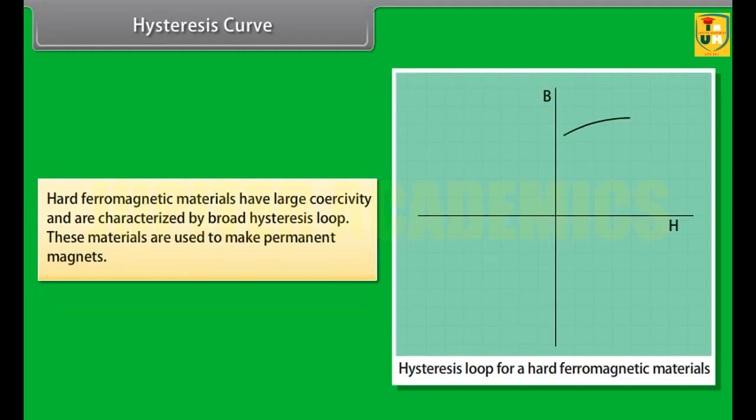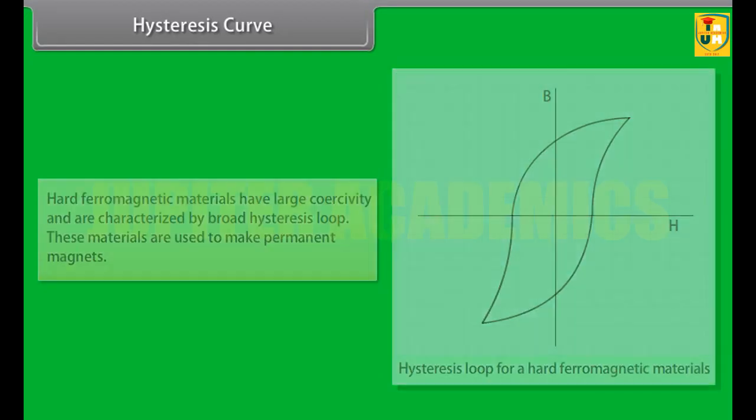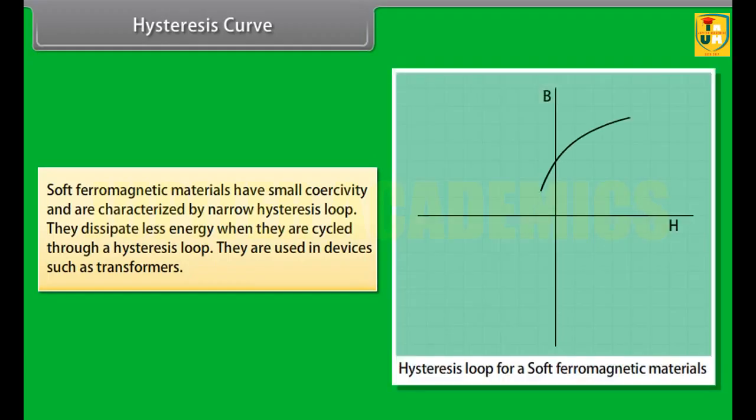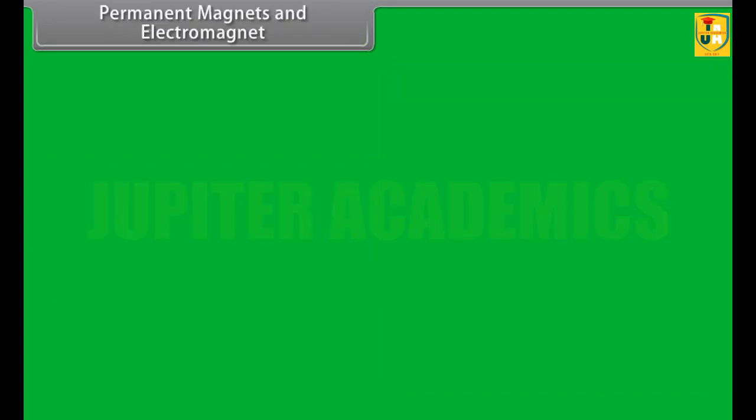Hard ferromagnetic materials have large coercivity and are characterized by broad hysteresis loop. These materials are used to make permanent magnets. Soft ferromagnetic materials have small coercivity and are characterized by narrow hysteresis loop. They dissipate less energy when they are cycled through a hysteresis loop. They are used in devices such as transformers and electromagnets.